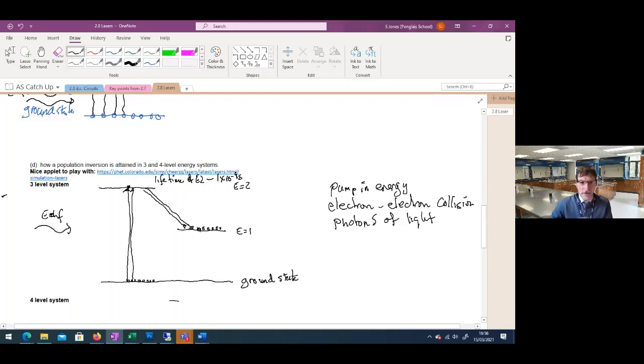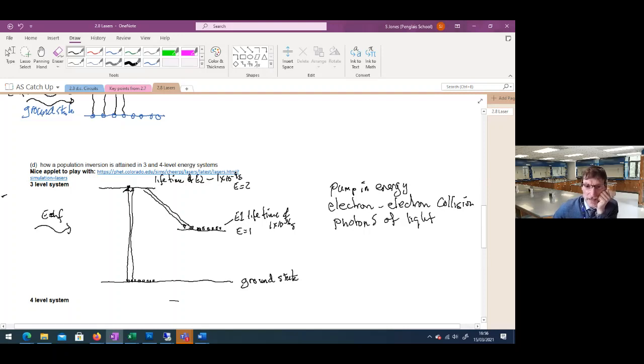Now you're saying, oh, hang on a minute. Surely if they drop from here to there in a nanosecond, then they're going to drop from there back down to there in a nanosecond. And you're absolutely right. However, what we do is manipulate the system so that E1 has a lifetime of about 1 times 10 to the minus 6 seconds.